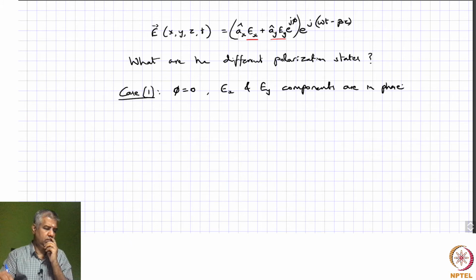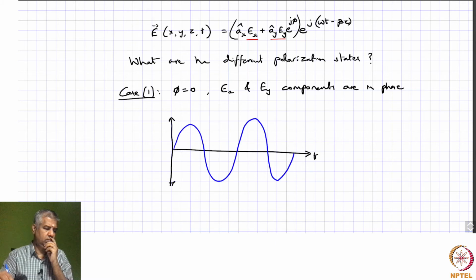Of course, if you have only the x component, then Ey equals 0, then theta equals 0, and in the other case where Ey is present and Ex is 0, that corresponds to theta equals pi by 2. Okay, so that is linear polarization, which could have any arbitrary orientation in this transverse plane.